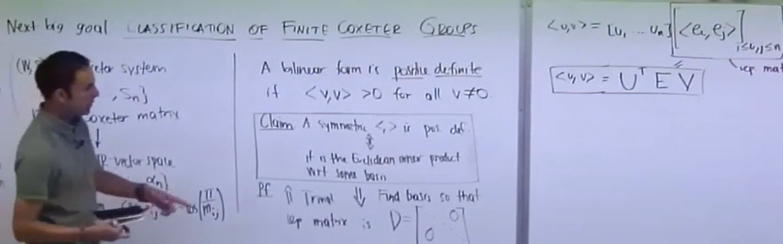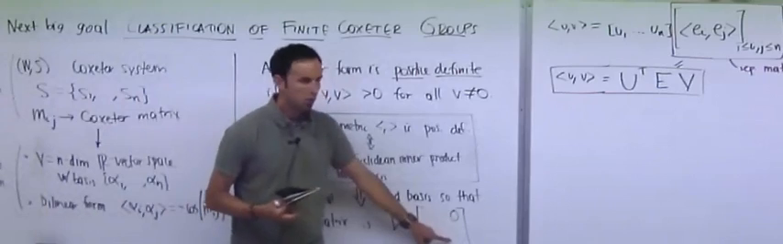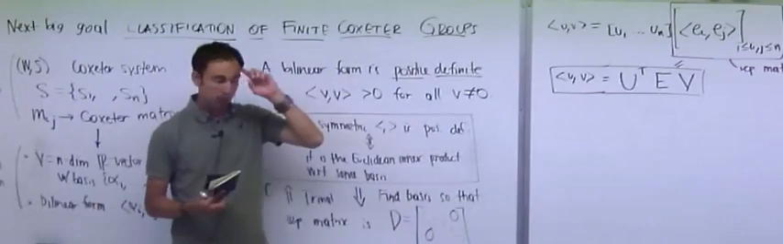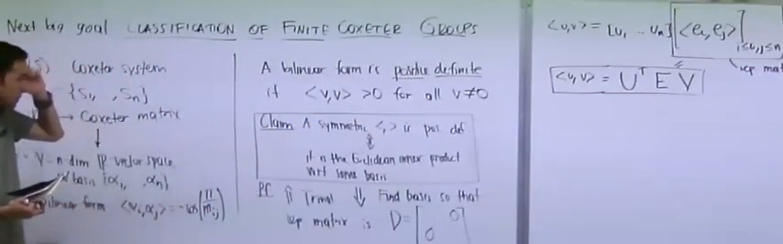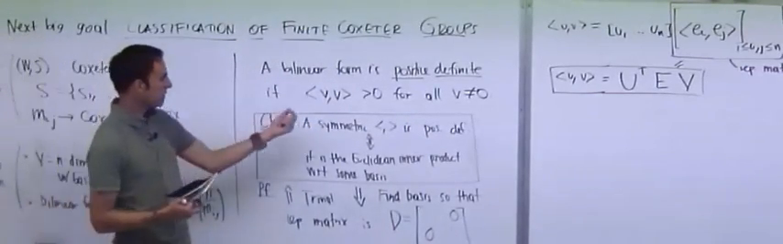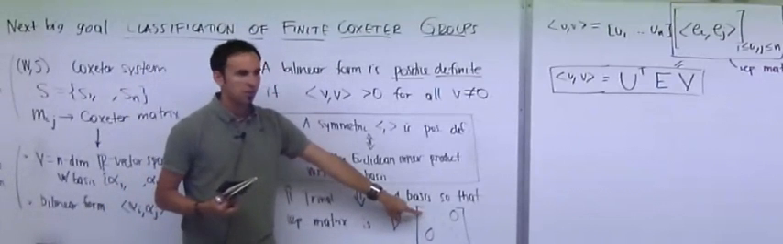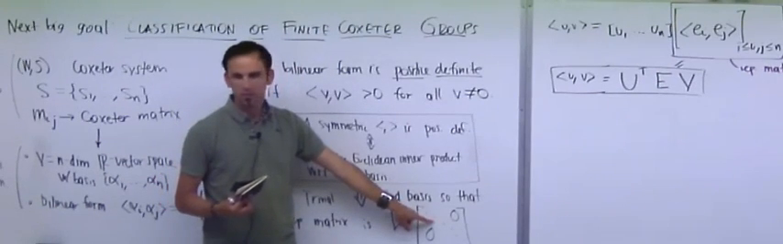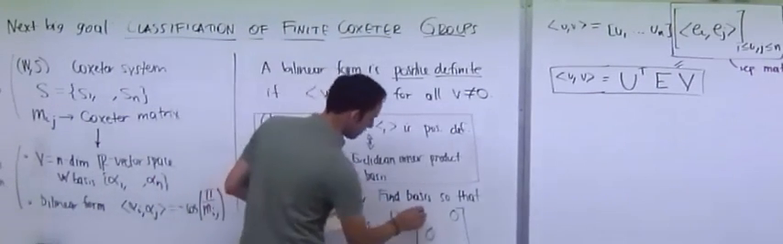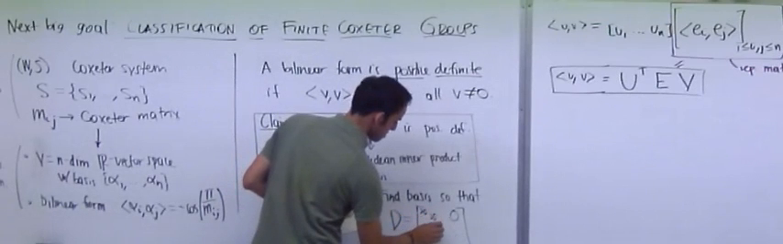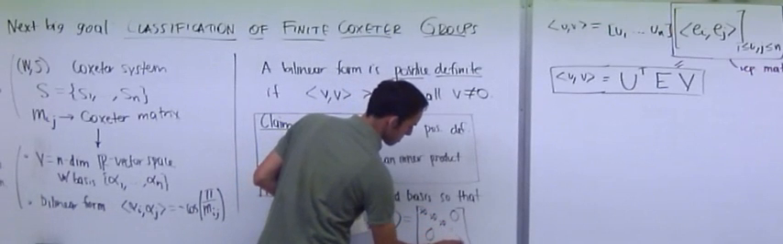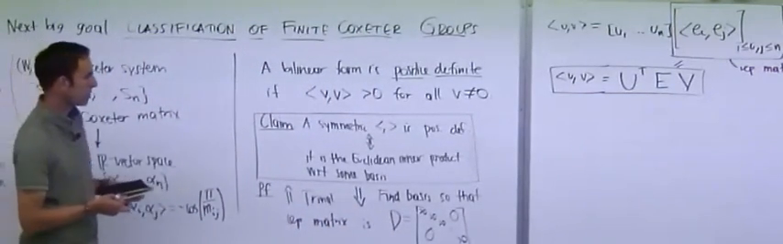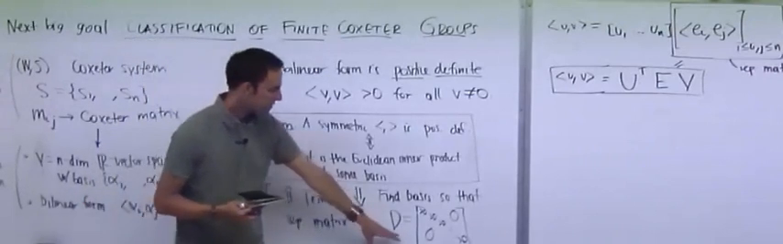Now, what do we know about these numbers? Well, we haven't used the assumption yet that this is a positive definite thing. And positive definite means that when we take the inner product of the first basis vector with itself, we're going to get something positive. The second basis vector with itself is going to be something positive. All of these numbers are going to be positive. And so the representing matrix looks like this.